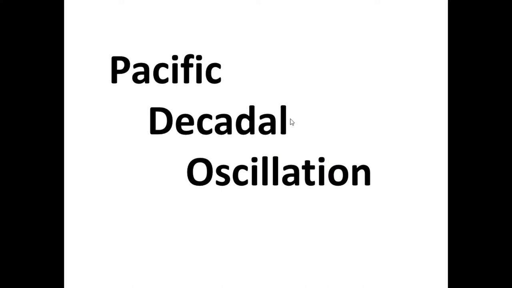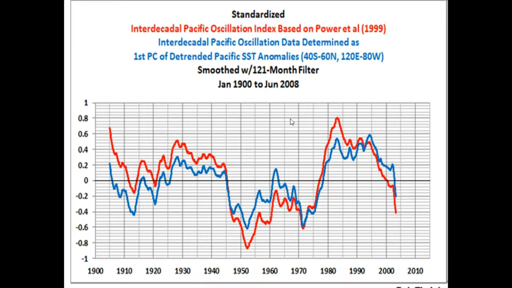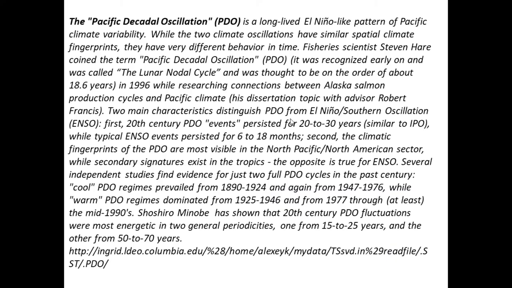So, is there not much to the IPO? The PDO is the big boy. In my view, there's some who treat them differently. Others consider the IPO part of the larger PDO. I fall in that camp. The PDO is a long-lived El Nino-like pattern of Pacific climate variability. And before I go further, the IPO is really restricted to basically right around the equator, plus or minus 5 degrees, maybe 10 degrees. The PDO is almost the rest of the Pacific, or at least the North Pacific basin.